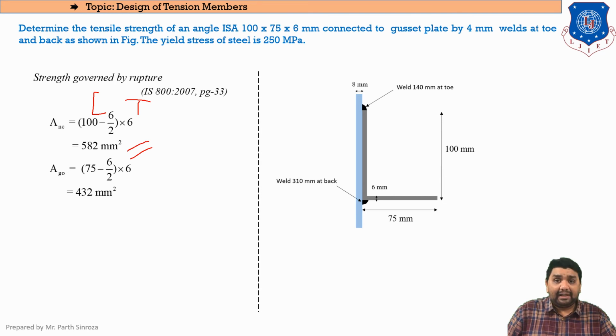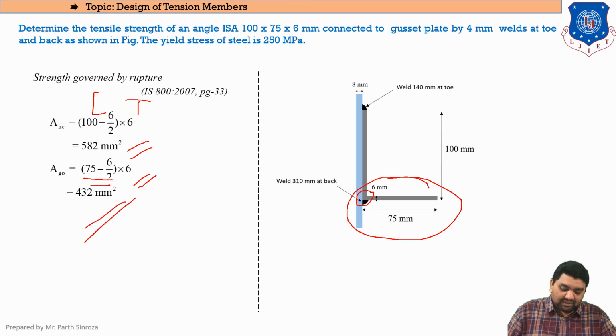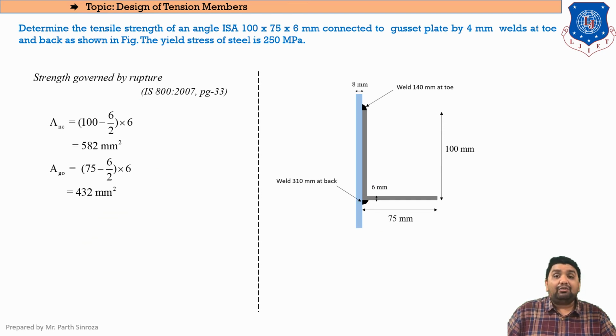This will be the net area of our connected leg, and for the gross area of the outstand leg, again we'll be using this part, that is our outstand leg. The total length is 75. Again this portion is overlapping, so we'll be dividing it by 2, minus 6 by 2, multiplied by thickness, which gives our gross area. So this is how we will be calculating our net area and gross area in terms of welded connections.